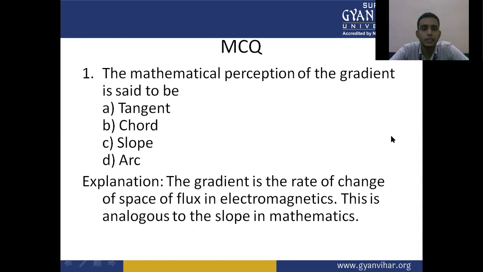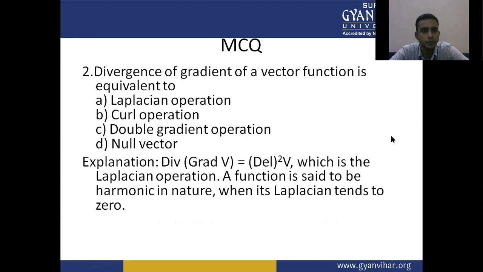The mathematical perception of the gradient is said to be: A. Tangent, B. Fold, C. Slope, D. Arc. The explanation of this question is that the gradient is the rate of change of space of the flux in electromagnetics. This is analogous to the slope in mathematics. So the correct answer of this question is slope, C.